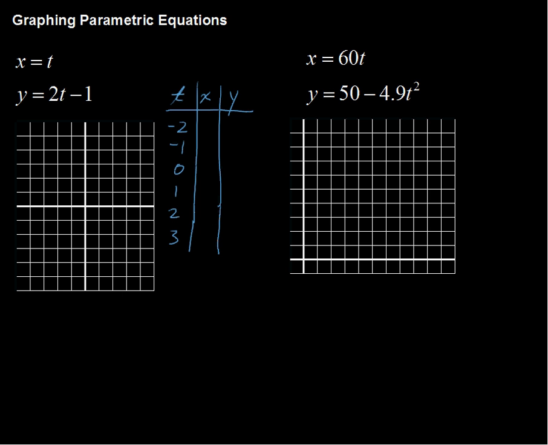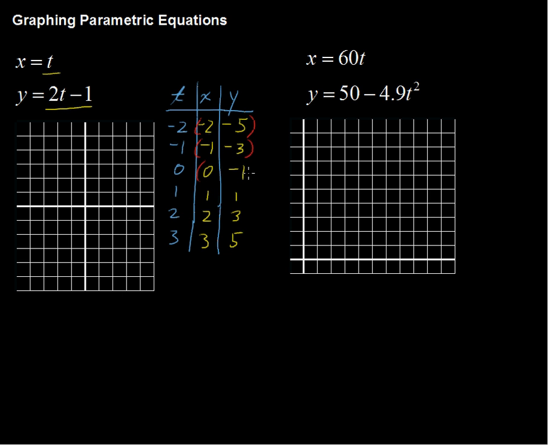Now what are the corresponding x and y coordinates? Well, let's see. X is exactly whatever t is. So x would be -2, -1, 0, 1, 2, and 3. Y is defined by 2t minus 1. So for the first one, if t is -2, then we've got 2 times -2 minus 1, and that gives us -5. And we can go right down the line, filling in the appropriate y values. -1, 1, 3, 5. Now what we have are a set of ordered pairs.